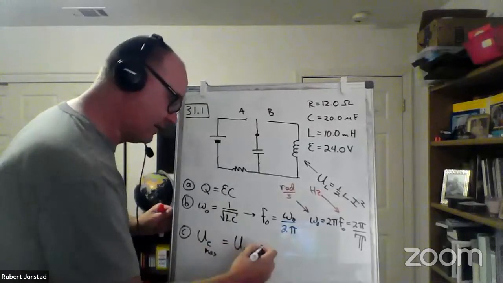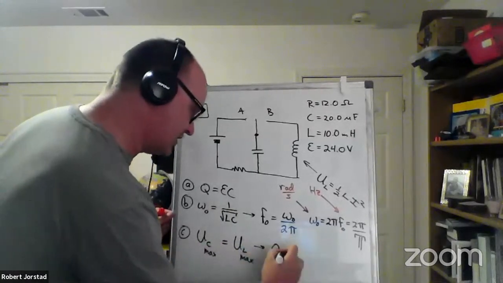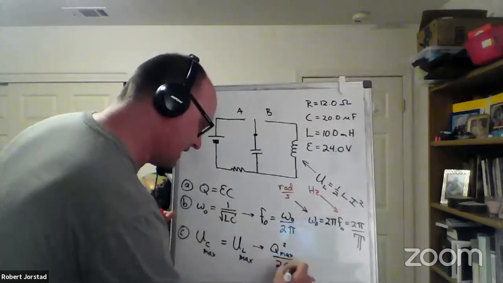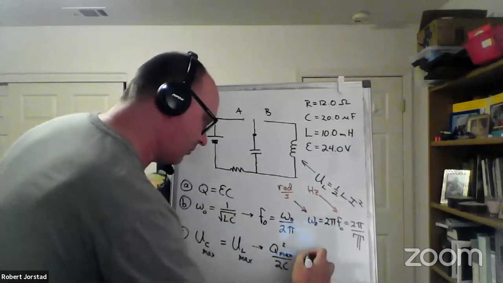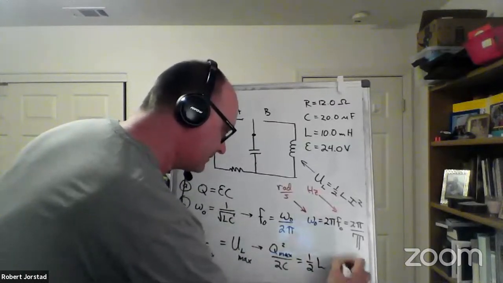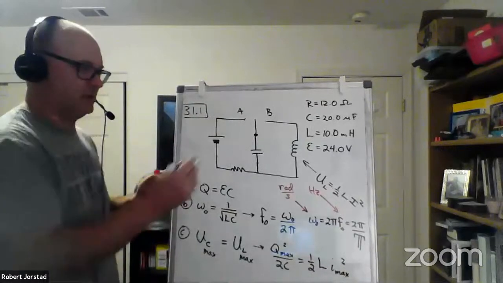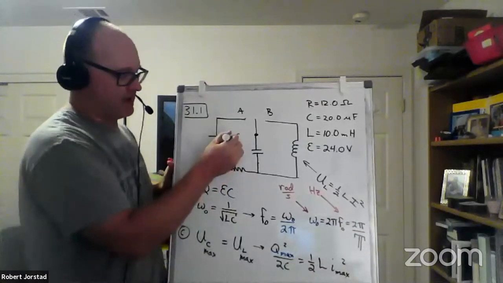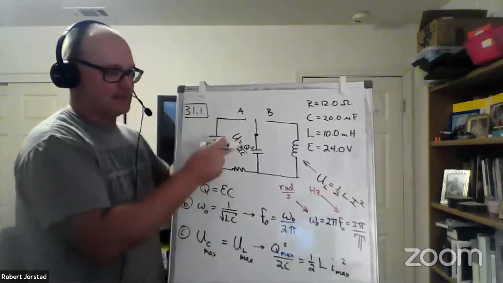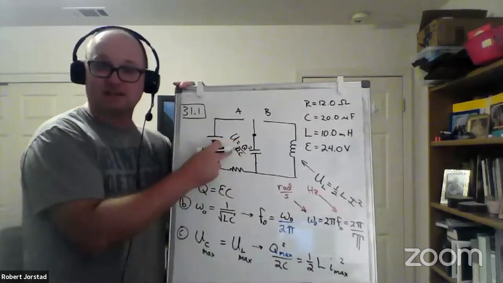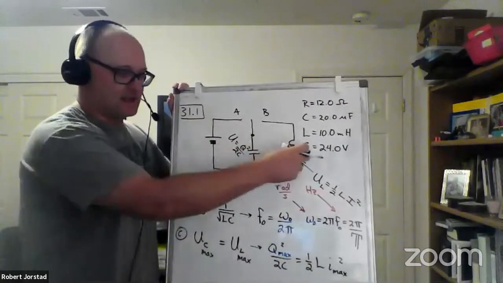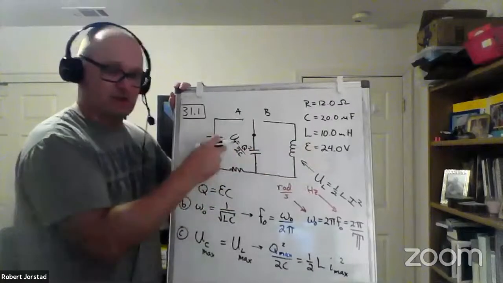And from there, we could say, doesn't that mean Q maximum squared over 2C should equal 1/2 L I maximum squared? Again, all I did was take this energy, Q squared over 2C. When this energy is as large as possible, there was no inductor energy. And when the inductor energy is as large as possible, there's no capacitor energy.